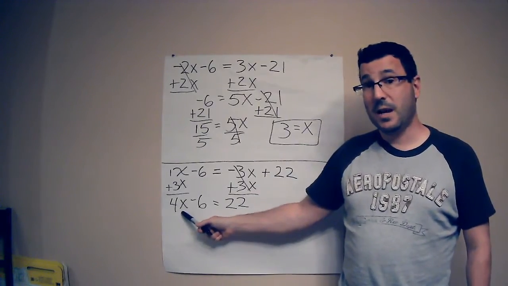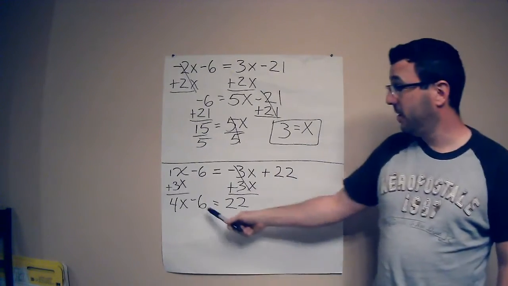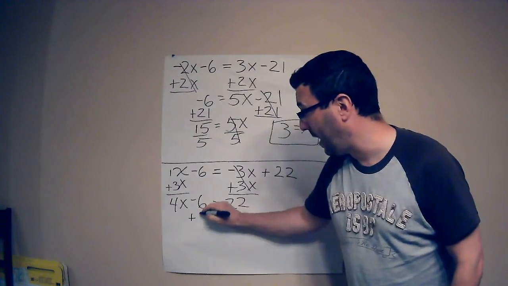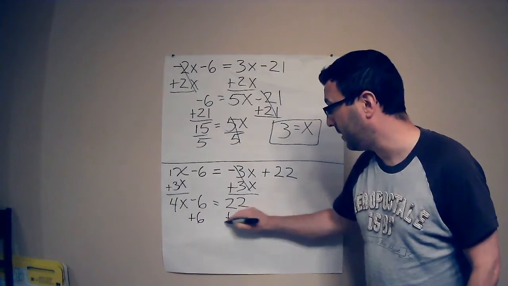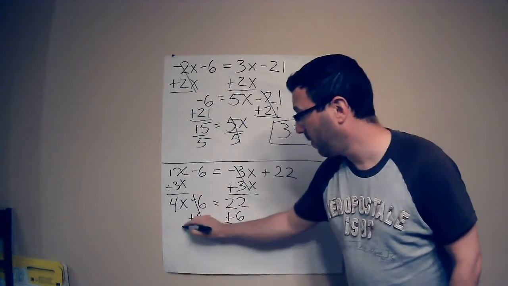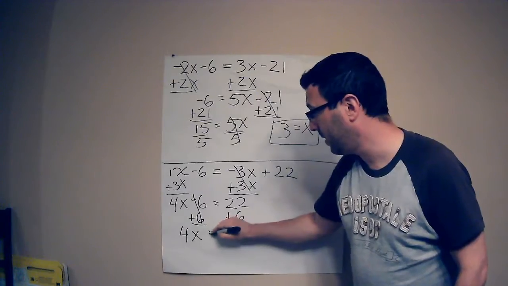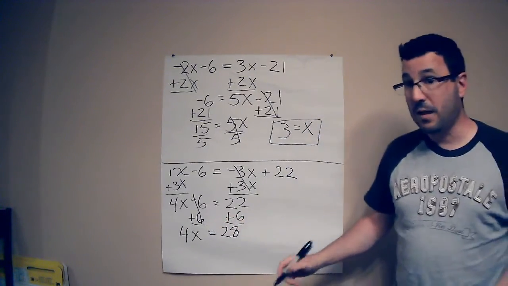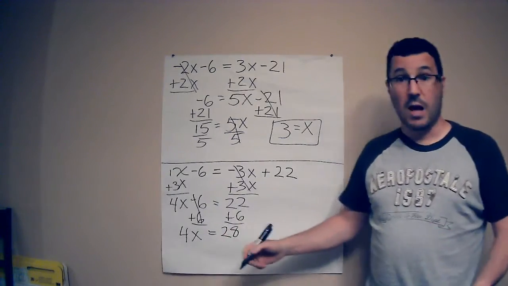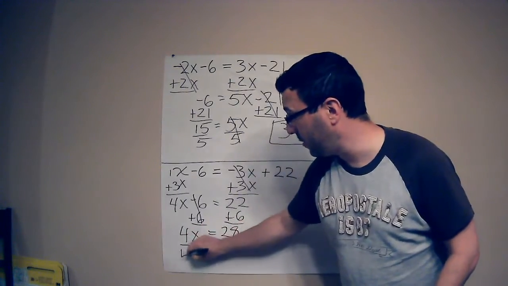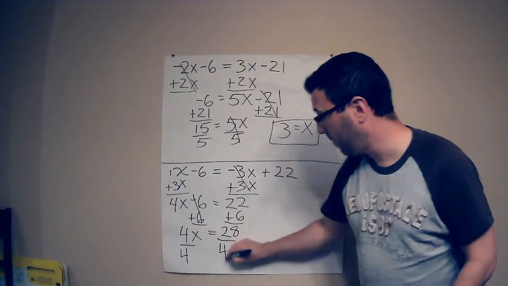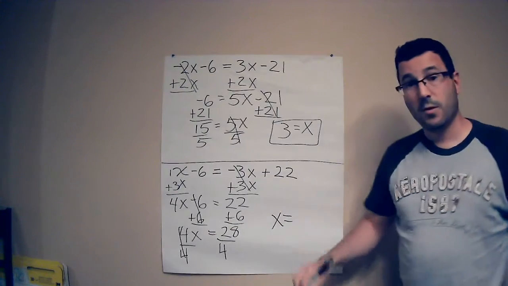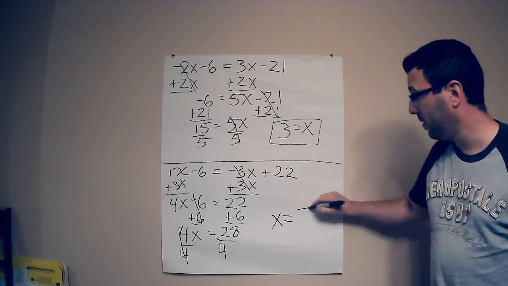It's on the left-hand side. It's going to stay on the left-hand side. Got to move this minus 6. So we're going to do the opposite. Add 6, add 6. 4x equals 28. All we have left is to take care of that 4. Opposite of multiplication, division. Those two cancel out. 28 divided by 4 is 7.